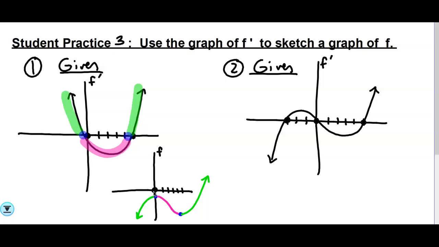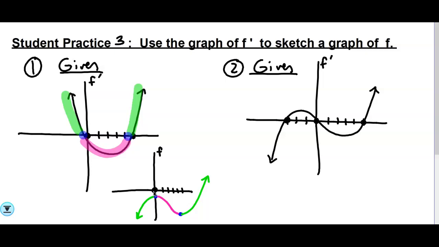The pink section is where f prime is below the x-axis, indicating that it's negative. And therefore, on the graph of f, we have f on a downward slope at that point. Finally, the blue dots on the graph of f prime, where it touches the x-axis, indicate that f prime equals 0 there. So since the derivative is 0 at those 2 points, 0 and 5, that's where the graph of f is going to have some relative extrema, probably. In this case, it does. At 0, it has a relative max, and at 5, it has a relative min.